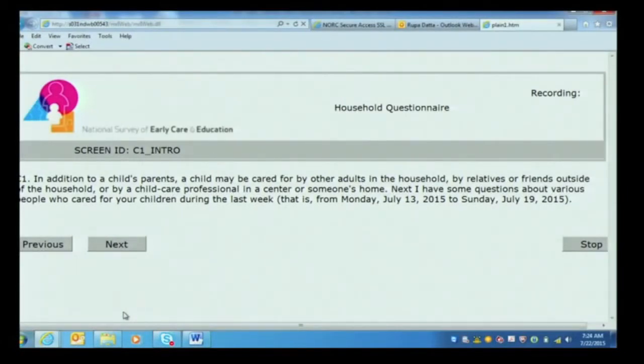Okay, so it says, in addition to a child's parents, a child may be cared for by other adults in the household, by relatives or friends outside of the household, or by a child care professional in a center or someone's home. Next, I have some questions about various people who cared for your children during the last week. That is, from Monday, July 13th, 2015, to Sunday, July 19th, 2015. You can tell when we're taping this.